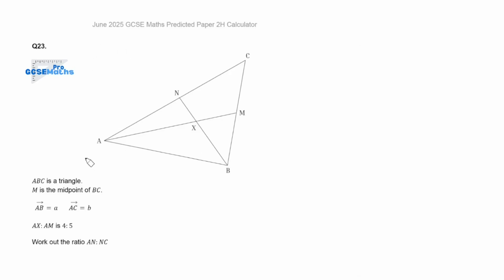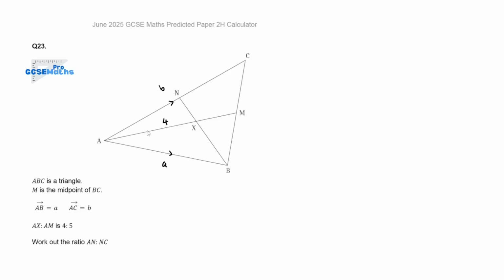So question 23, we've got ABC as a triangle. M is the midpoint of BC. And then we've been given the vectors A to B is a, and then A to C is b. Now, N is not the midpoint, right? I know it looks like it, but it's not. They've told us that AX to XM is 4 to 5. So just be really careful of that.